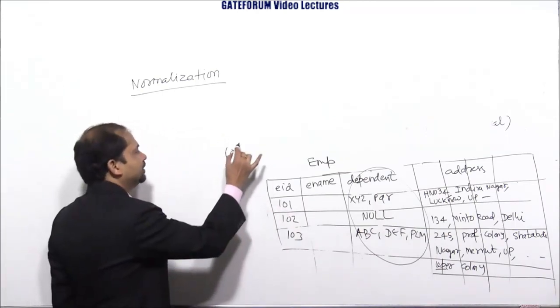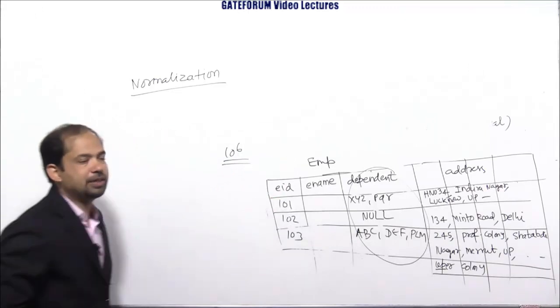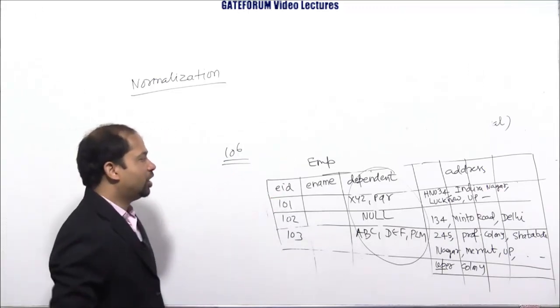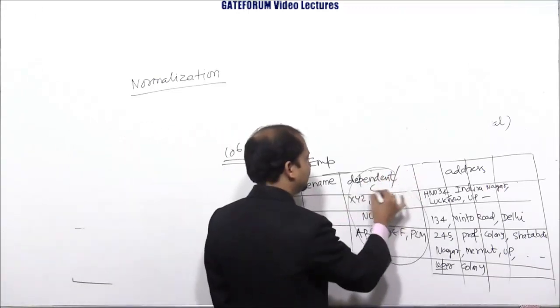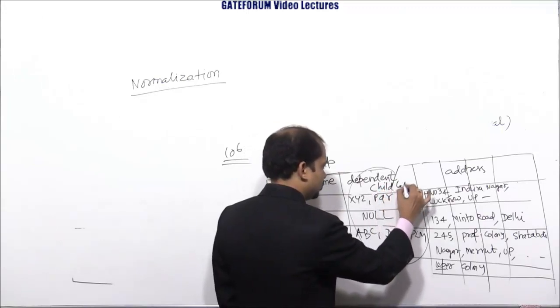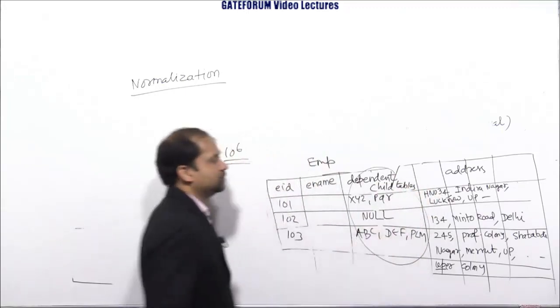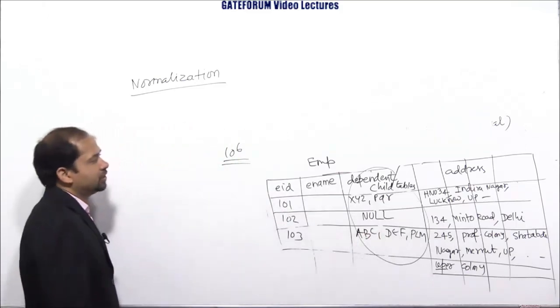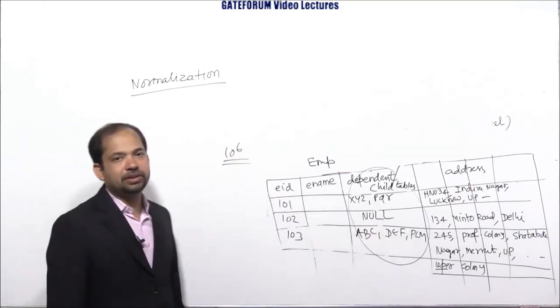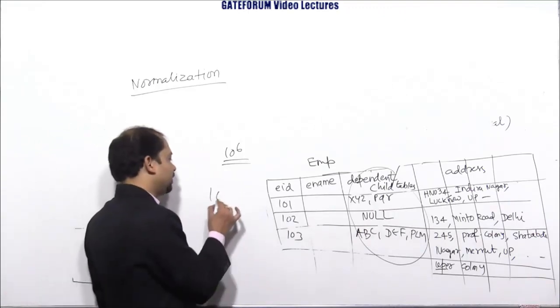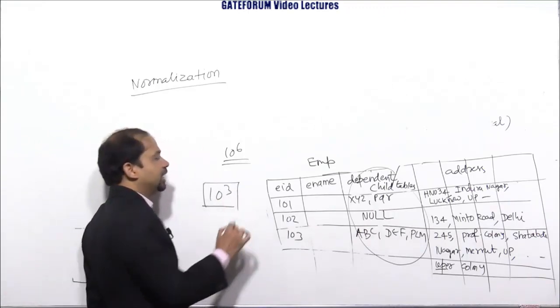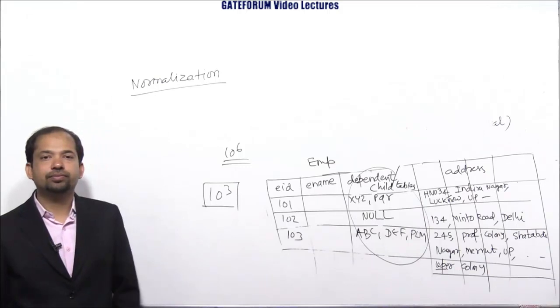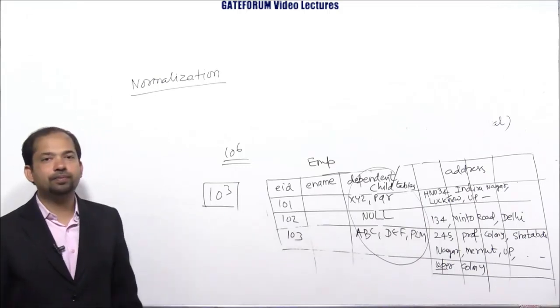And suppose we have 10 to the power 6 number of employees in this database, and we have a column for child details, dependent or child names, because children are normally dependent on the employee, right? So suppose out of 10 to the power 6, 10 to the power 3 employees do not have any child, or they are unmarried. So for them what will happen?